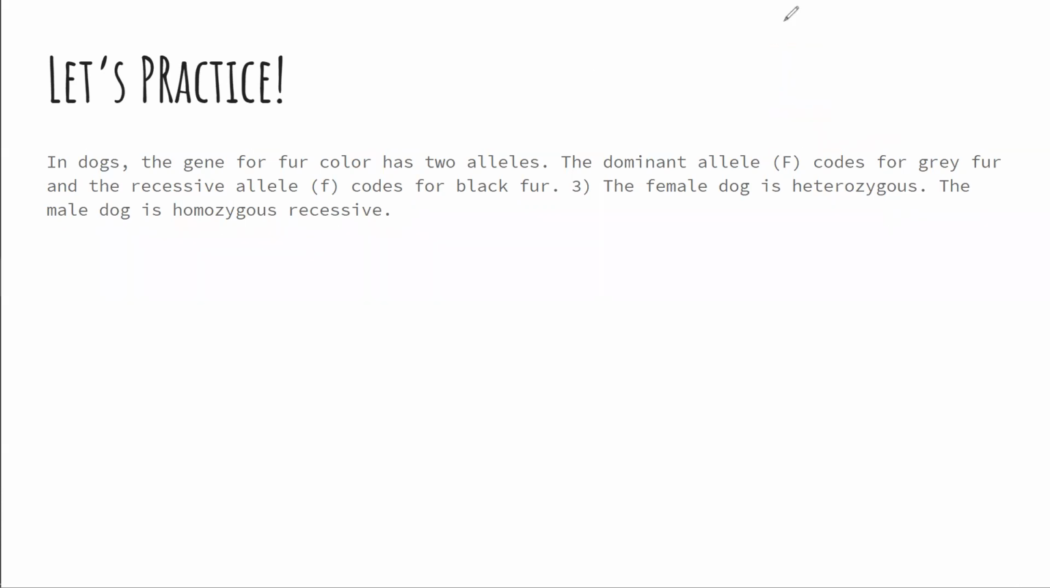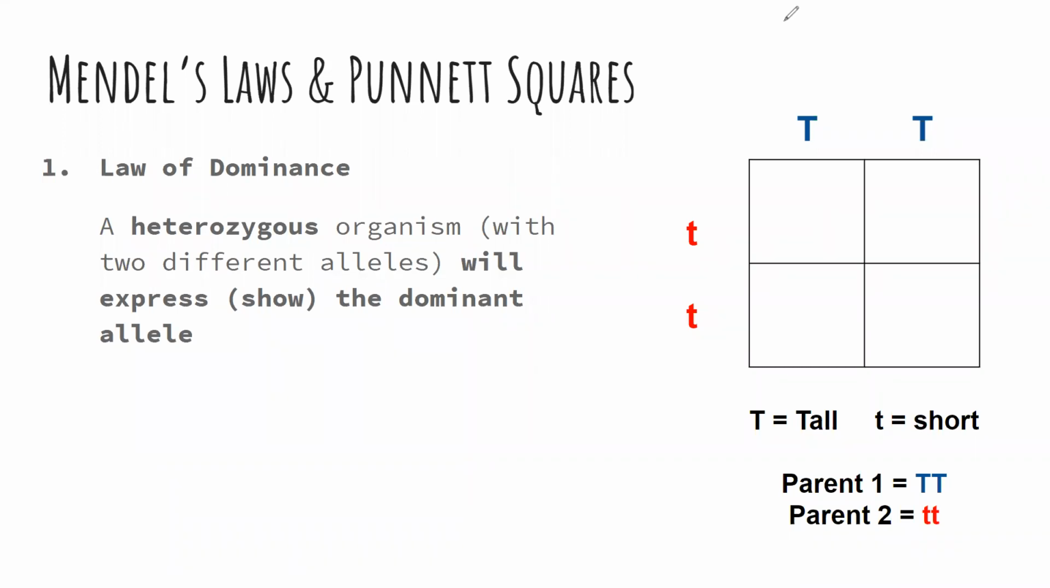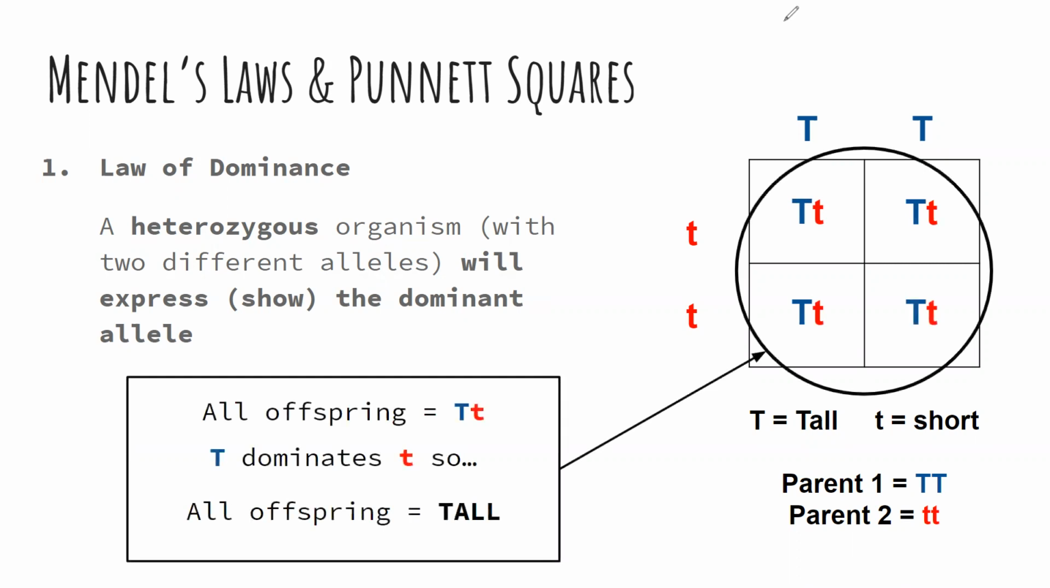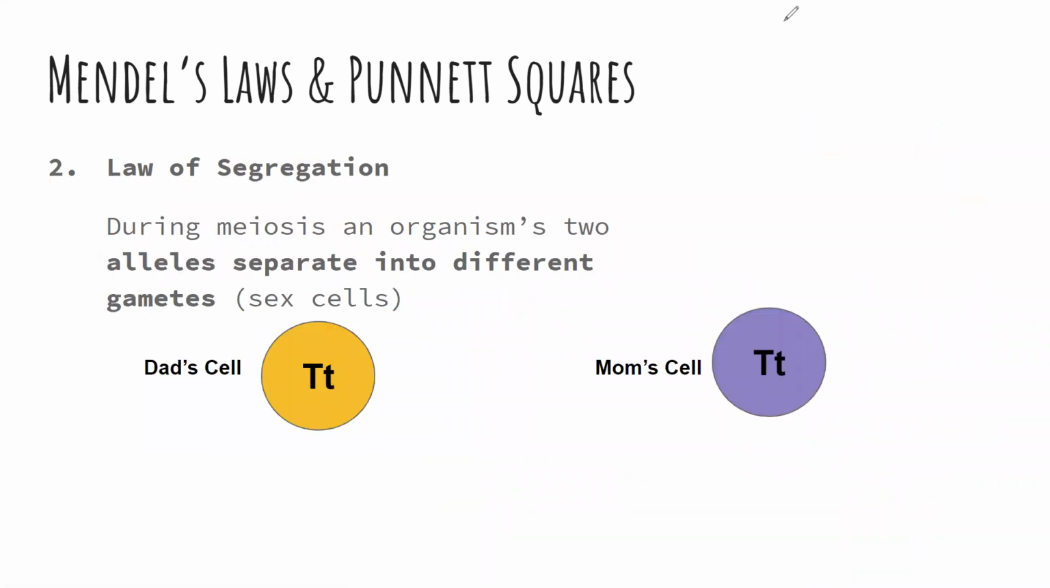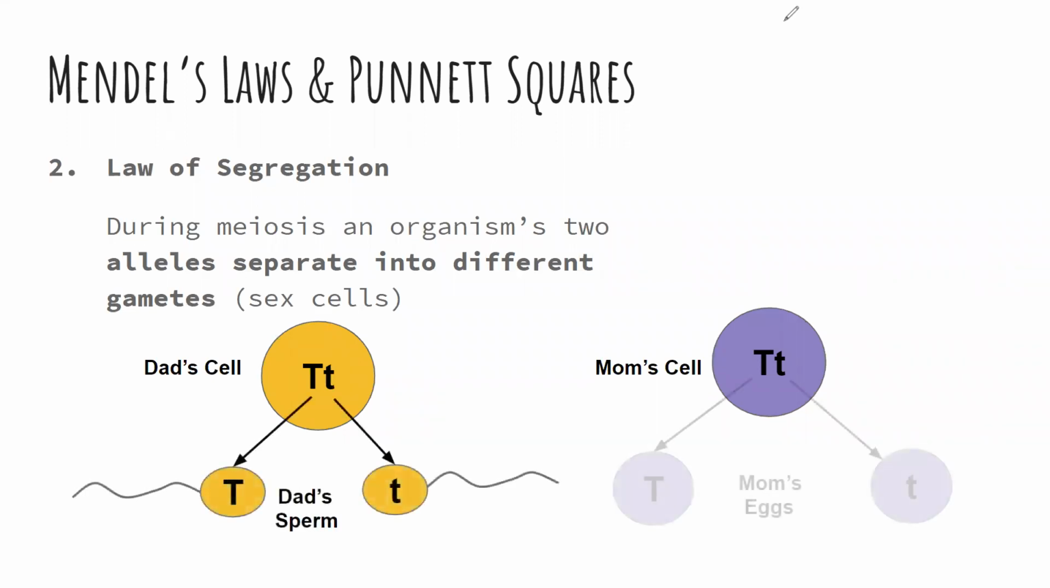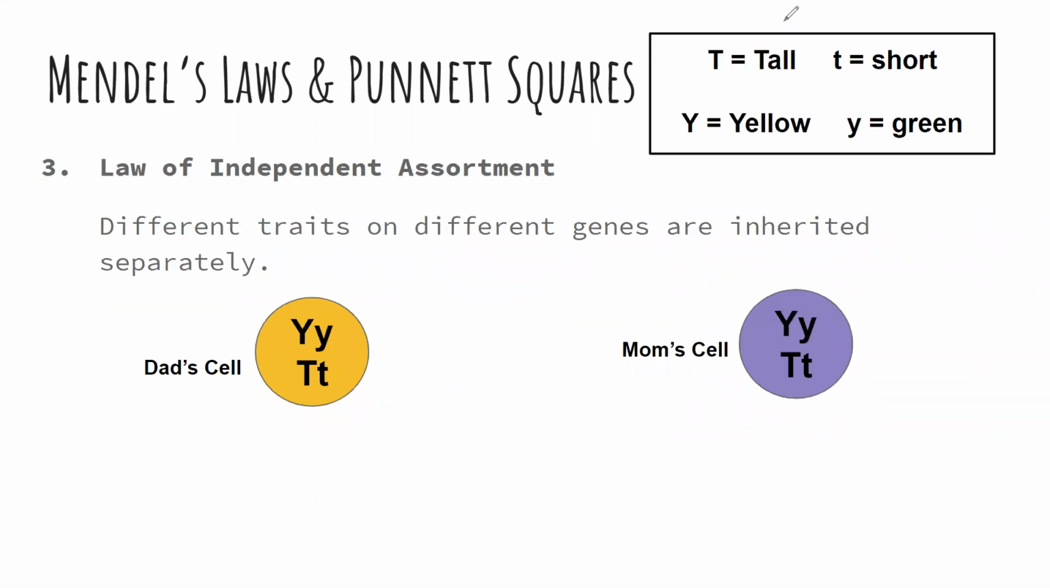All right. So the law of dominance states that a heterozygous organism with 2 different alleles will always express the dominant allele, because capital letters always, always, always cover lowercase letters for simple dominance. Number 2, the law of segregation says that during meiosis, the process of making those gametic cells, an organism's 2 alleles separate into different sex cells. So you get a different combination every single time. So you never know what you're going to get.